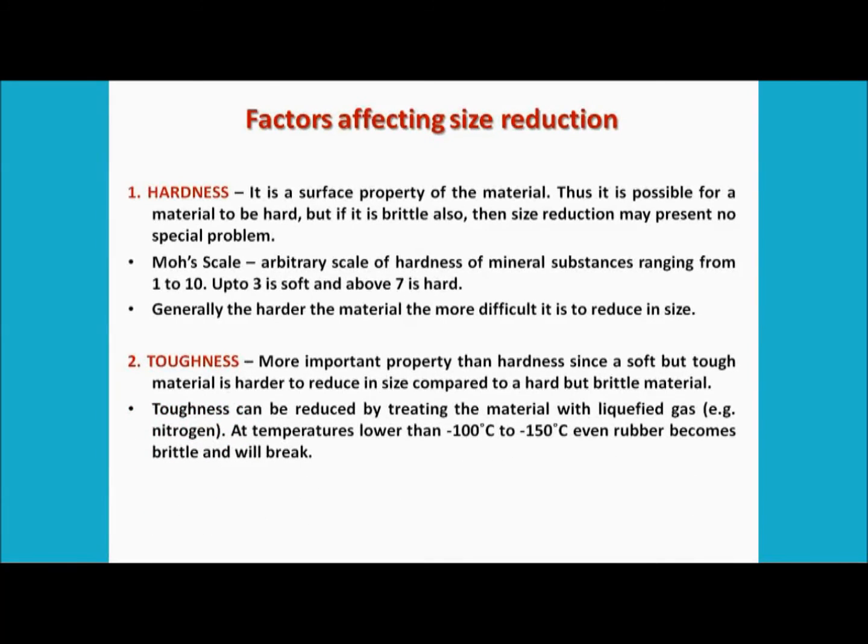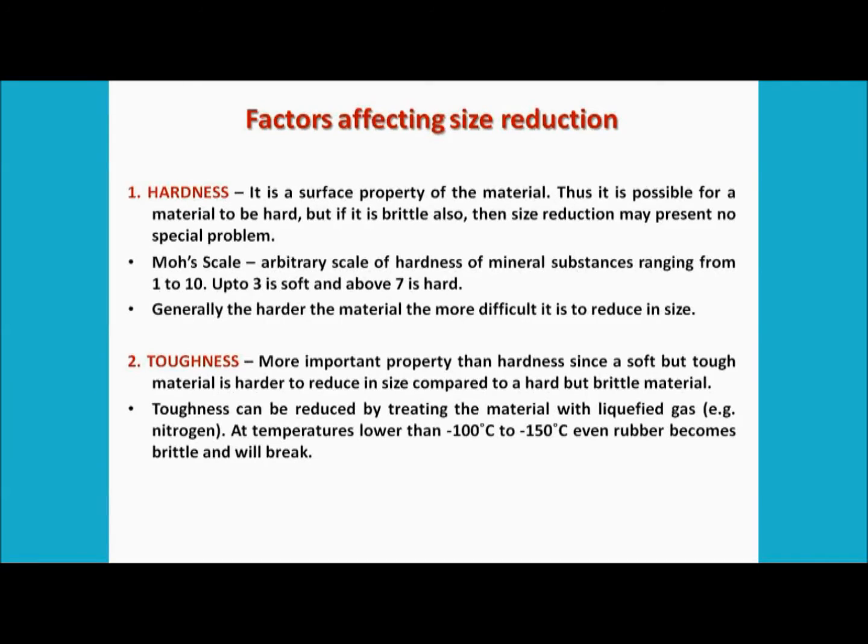Next one is the toughness. Toughness is more important as compared to hardness, because a soft but tough material is harder to reduce in size compared to a hard and brittle material. Maybe the substance may be soft, but it may be tough. In such cases, it is very hard to reduce the size. But if the substance is hard but brittle in nature, you can easily break it. But if the material is soft but tough, it is very hard to break it.